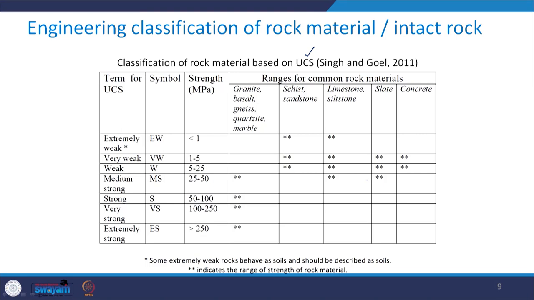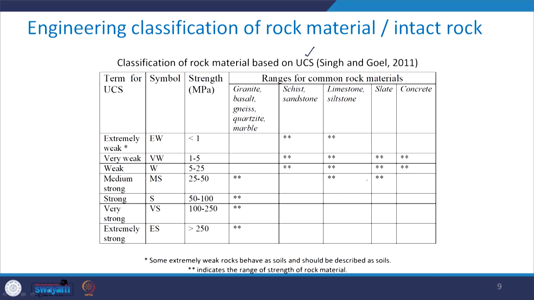So, based upon the unconfined compressive strength, the classification of rock material, when I say rock material, it is intact rock, is given here. So, you can see that if the strength is less than 1 megapascal. When I say strength, I am talking about the UCS, that is unconfined compressive strength, with reference to this particular table. So, if the UCS value is less than 1 MPa, the term that would be used for the rock would be extremely weak, and the symbol it will be represented as is EW.